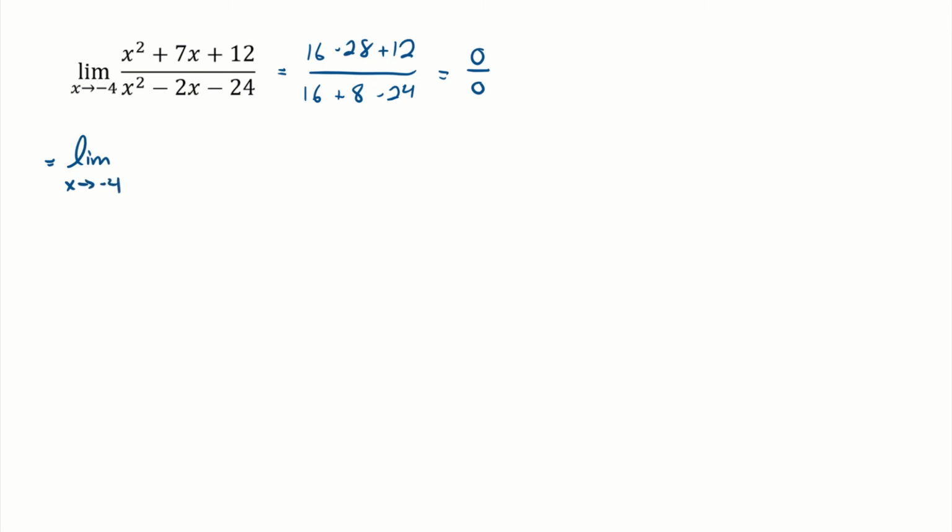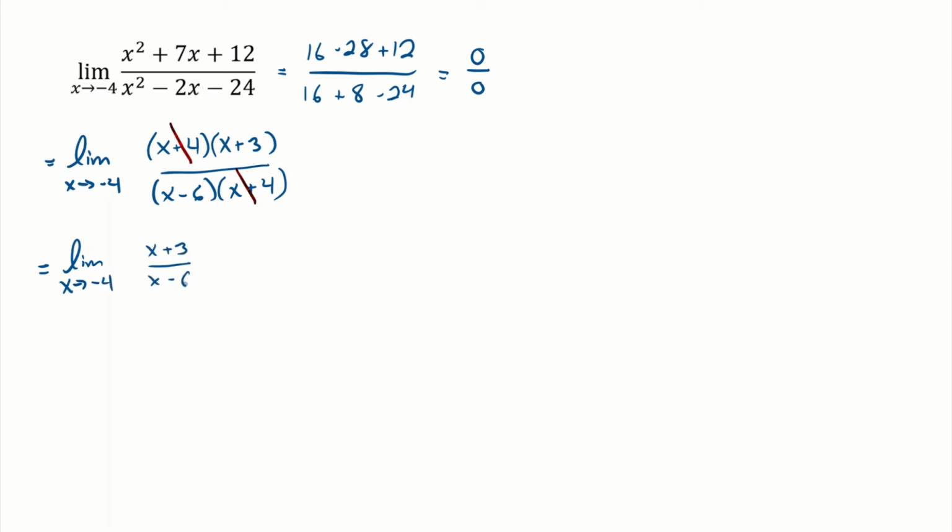So this one we do have to factor both the top and the bottom, so I look for two things that multiply to 12 and add to 7. That would be 4 and 3. And on the bottom, multiply to -24 and add to -2, gives me x minus 6, x plus 4. Hey, what do you know? It worked out again. Okay, so those cancel out, leaving me the limit as x approaches -4 of x plus 3 over x minus 6.